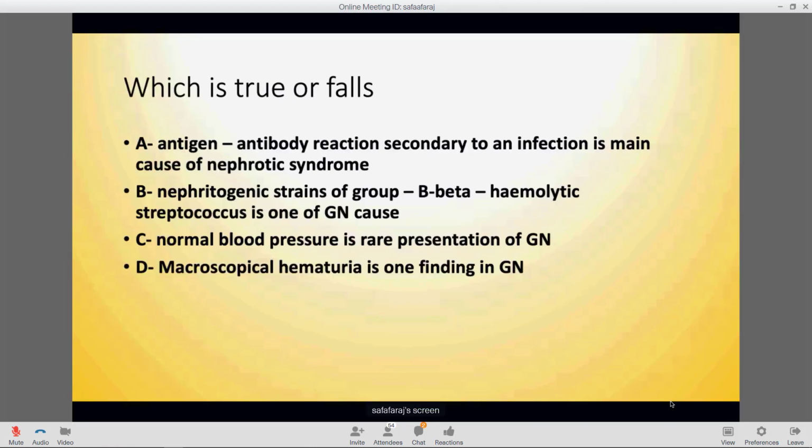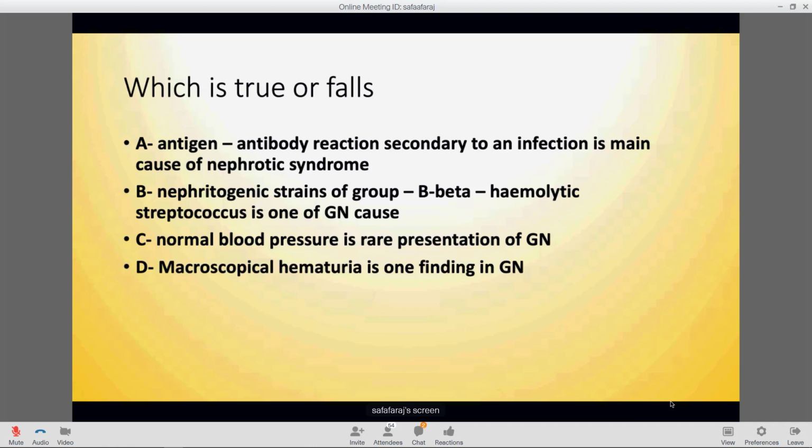Which is true or false? A. Antigen-antibody reaction secondary to an infection is the main cause of nephrotic syndrome. Dr., false. Antigen-antibody reaction secondary to an infection is the main cause of nephritic syndrome. Excellent. Okay.